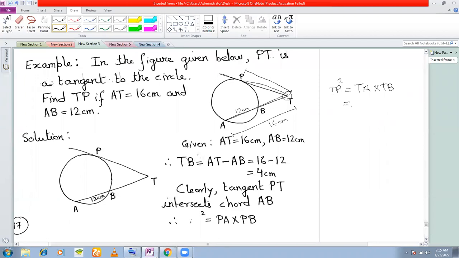Now we simply need to put the values here. What is the length of TA? TA is given to be 16. And what is the length of TB? TB, if you see, is nothing but 16 minus 12, TA minus AB. So you are getting 16 into 4, which is equal to 64. So TP square is 64. Therefore, how much is TP? Square root of 64, which is equal to 8 centimeters. And that is the required length of the tangent. Good enough.